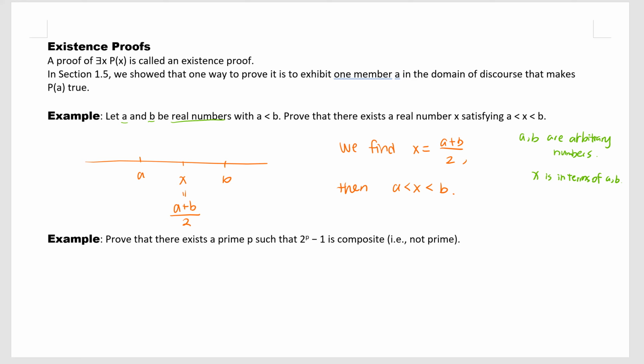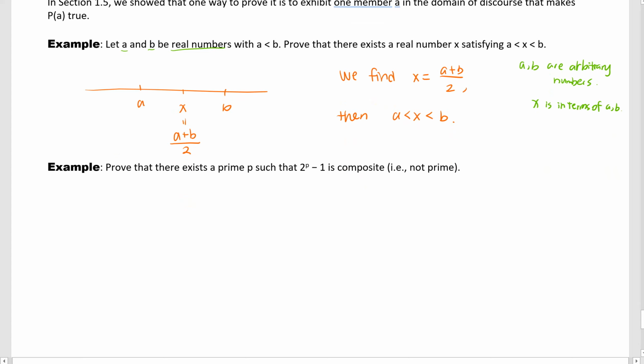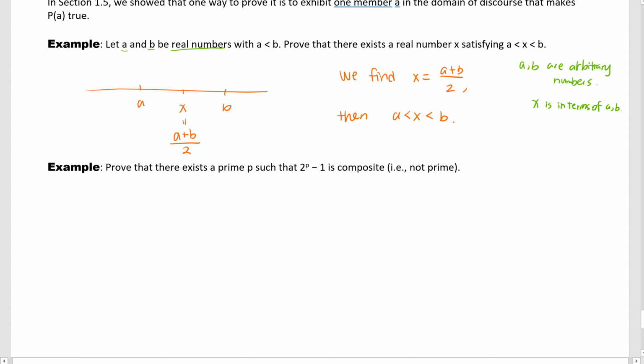All right, let's look at the next example. Prove that there exists a prime number p such that 2 to the p minus 1 is composite, which is not prime. All right, so we find the example by trial and error. Let's go down the list.